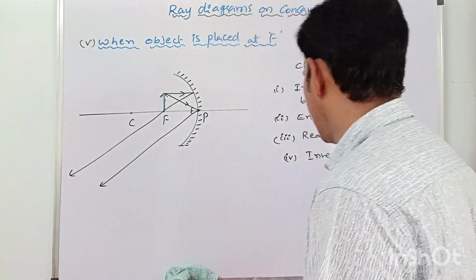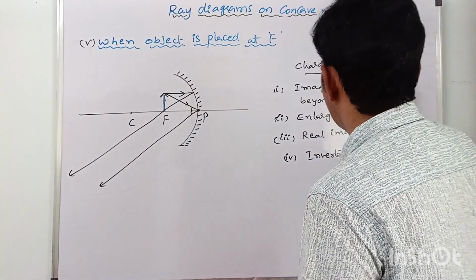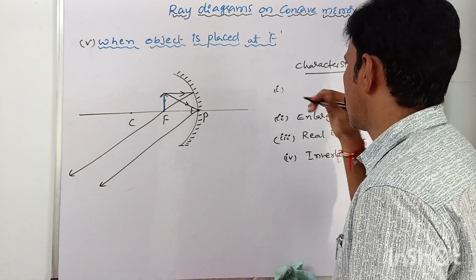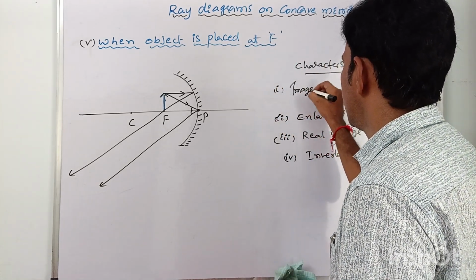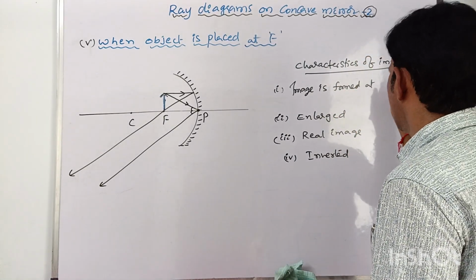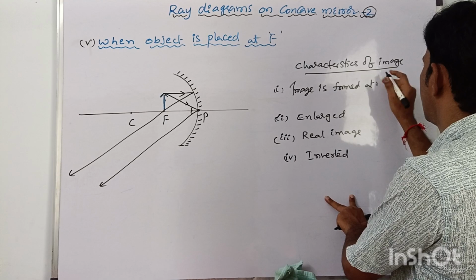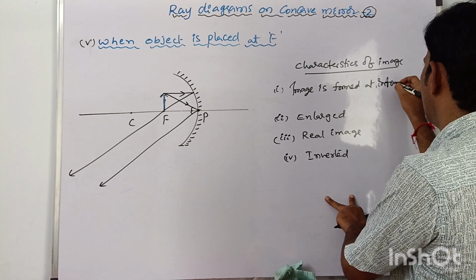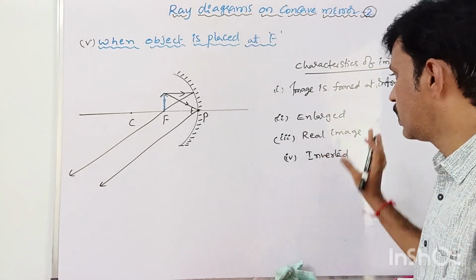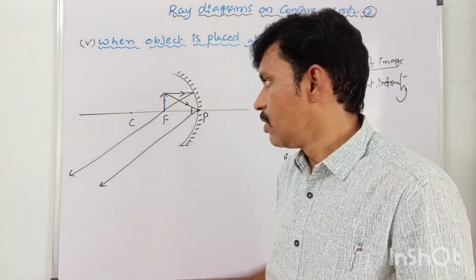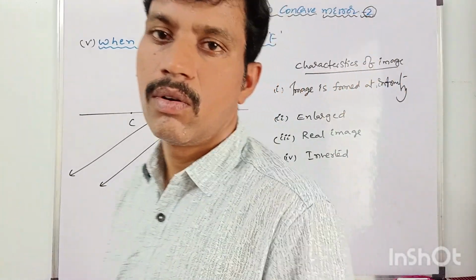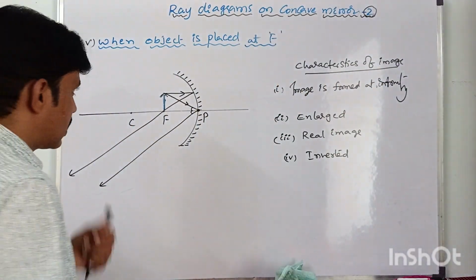Okay, right? So, the characteristics of the image: the image is formed at infinity when the object is placed at the focus point. And it is enlarged, real, and inverted. Because it is formed below the principal axis, it should definitely be a real image. Okay, done. Now let us go to the last one on the concave mirror.